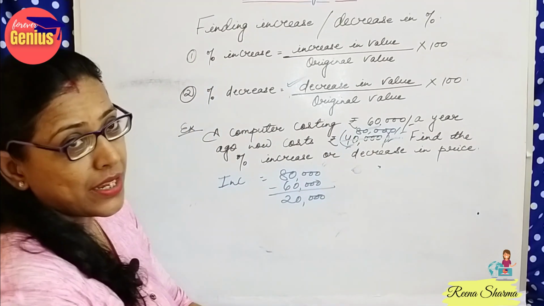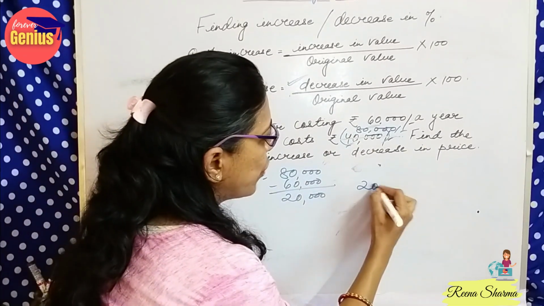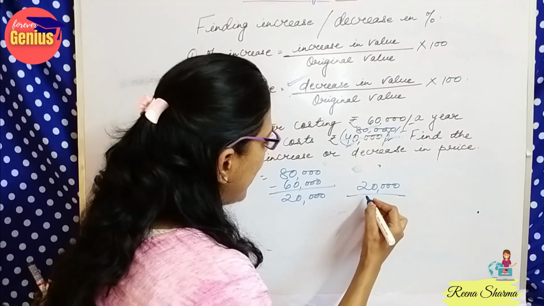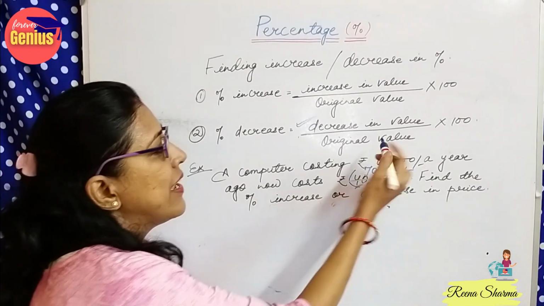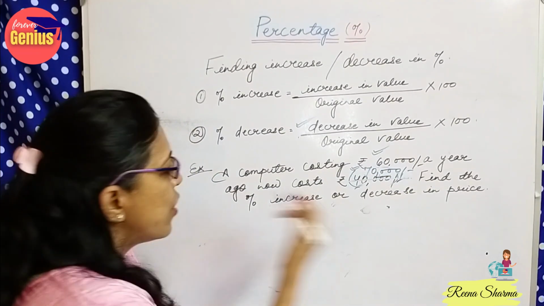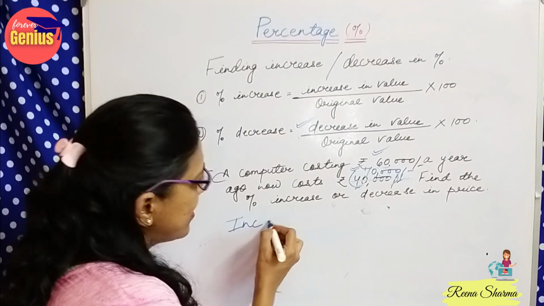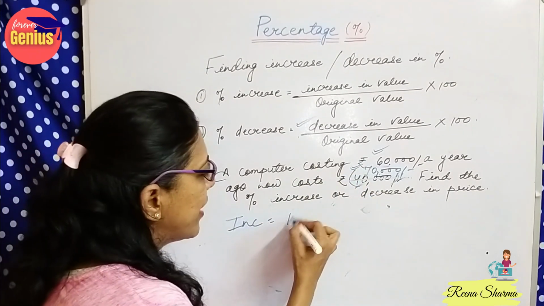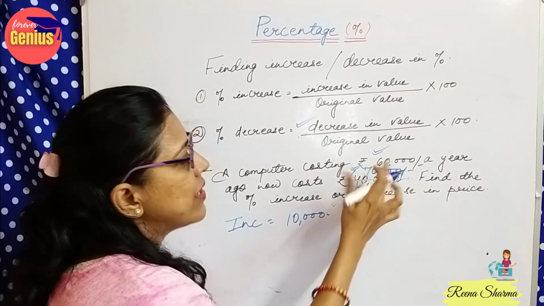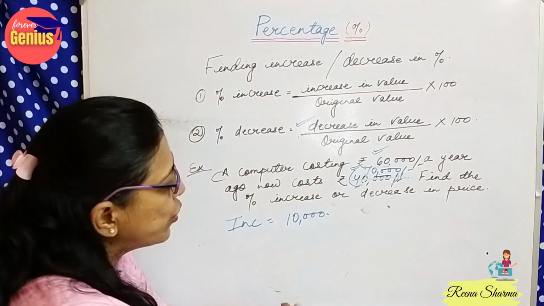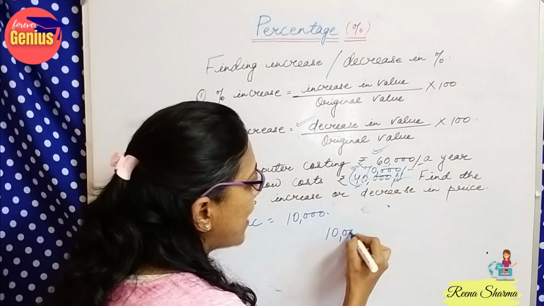So how do we find the correct percentage? Now, if I say last year it was 60,000 and this year it is 70,000, what is the difference? Is it an increase or decrease? Of course, there is an increase of 10,000, because 70,000 minus 60,000 is equal to 10,000. If I want to find the percentage, 10,000 by.